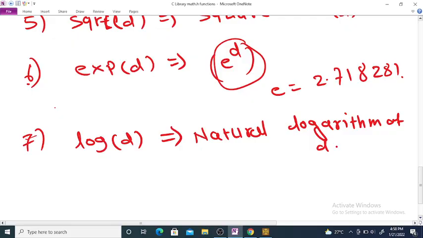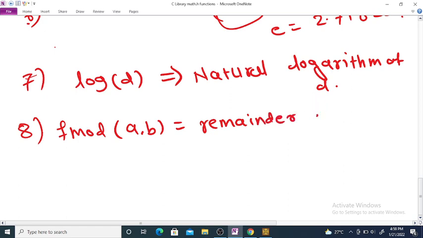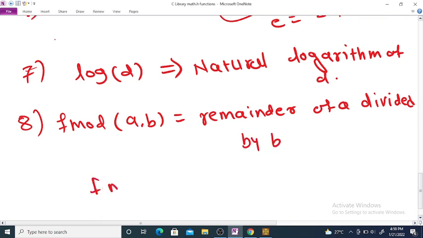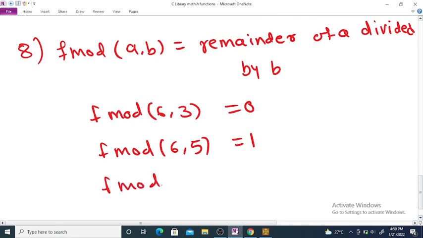So the next library function, number 8, is fmod ab. This function returns the remainder of a divided by b. That is, if we enter here fmod of 6 by 3, then the output is 0, because when we divide 6 by 3, the remainder is 0. But if you enter here fmod of 6 5, then remainder here is 1. If we enter here fmod of 11 3, then our remainder is 2.